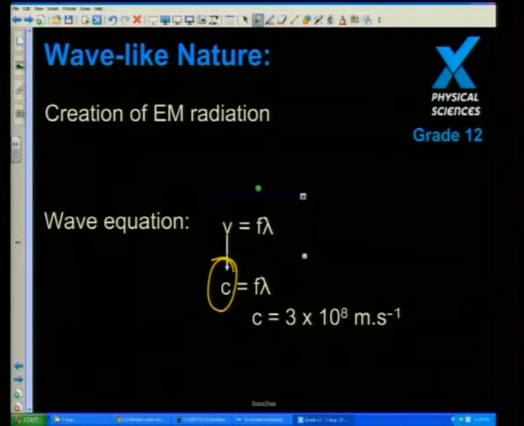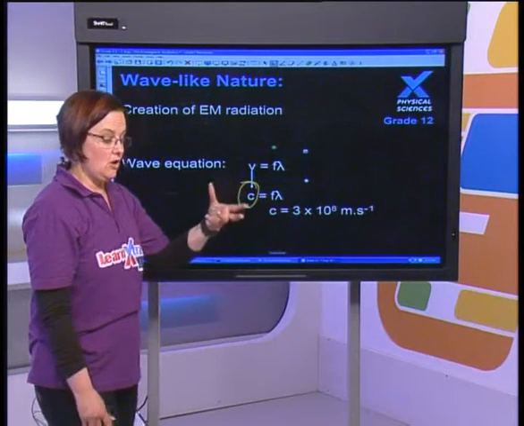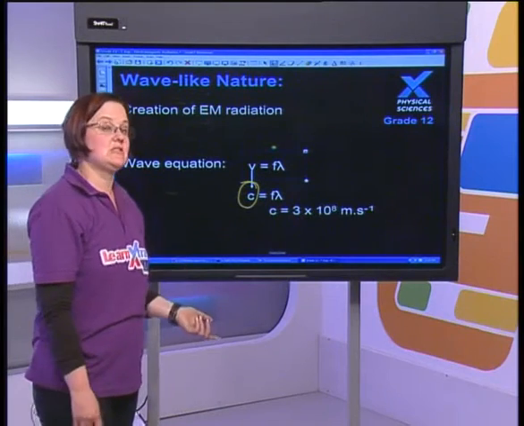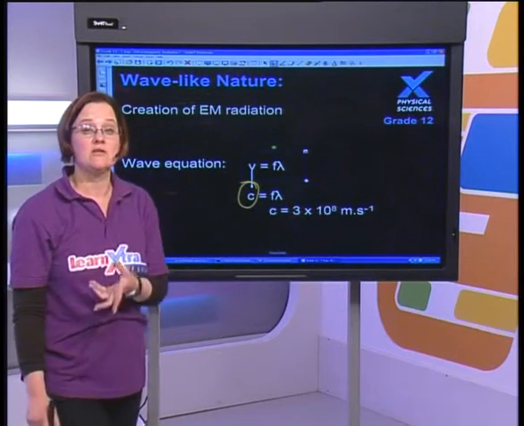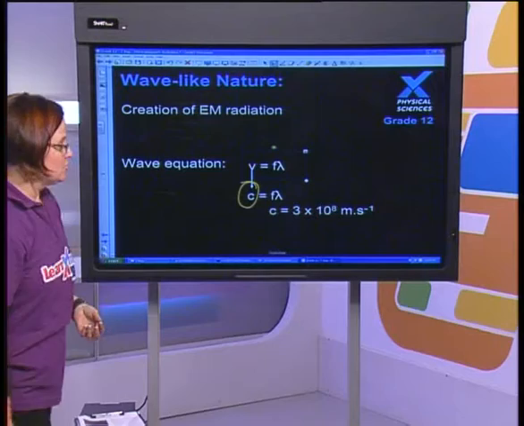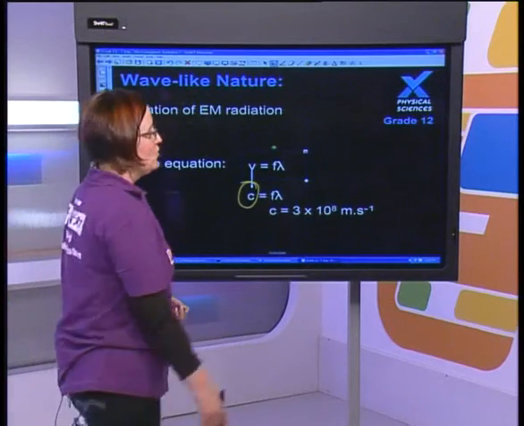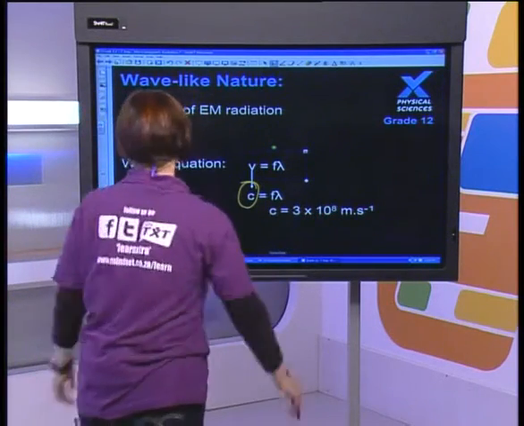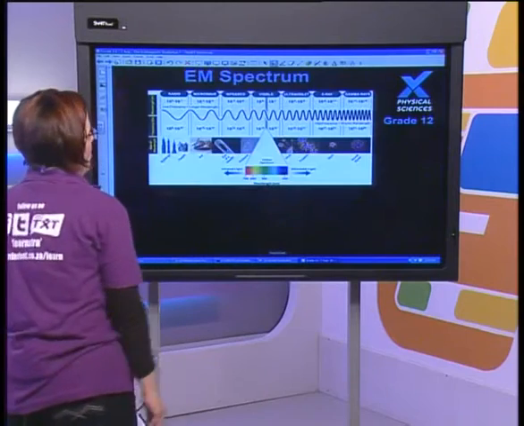Instead of V, we're going to use C, because C is specifically the speed of electromagnetic radiation. You've learned it as the speed of light. Light is only one part of the electromagnetic spectrum, so that is 3 times 10 to the 8. Of course, it will be given to you, but I really hope you guys know that by now.